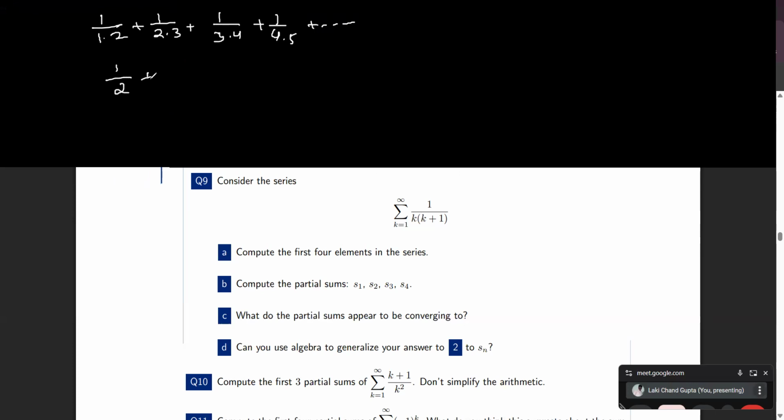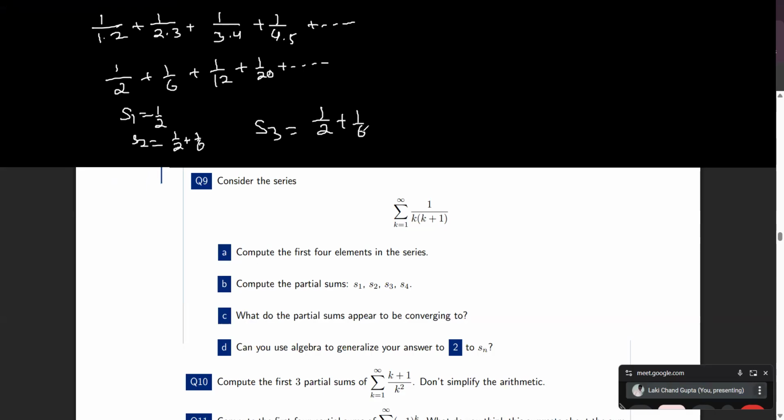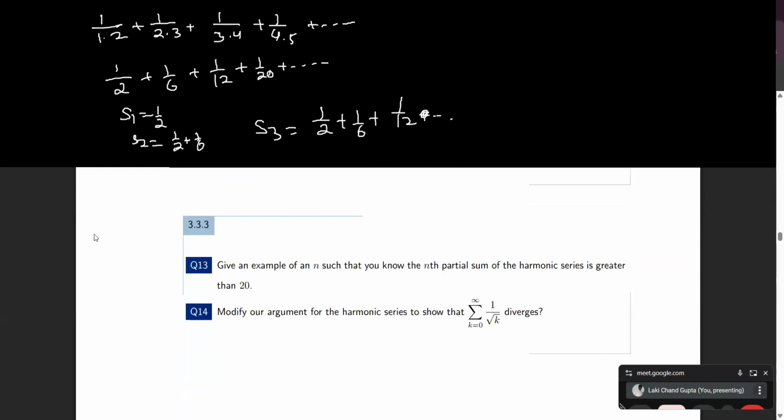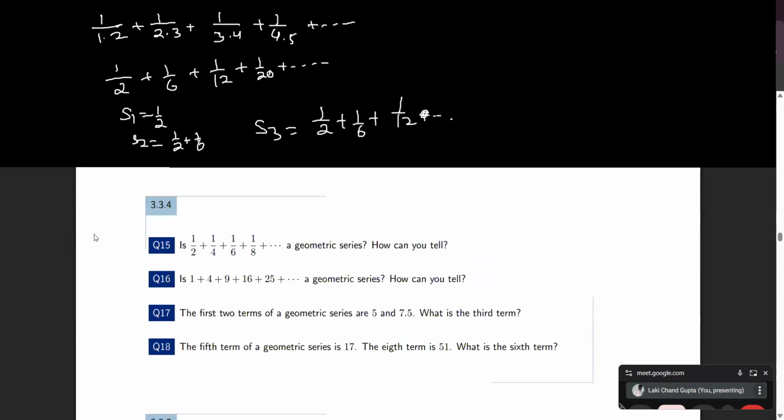So you can further simplify it. Right. So S1 will be S2, and so on. Okay. Is this a geometric series?